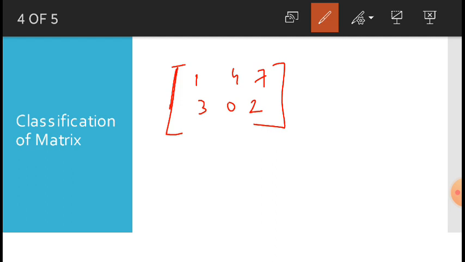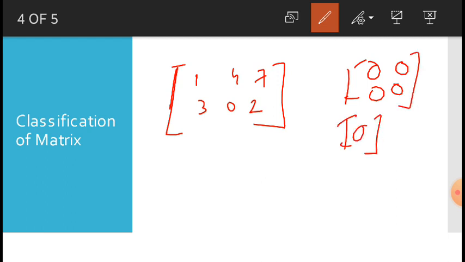Now zero or null matrix, that is where all the elements in the matrix are 0. Okay, like this way, 0 0 0 0, this is called a zero matrix or null matrix. There is only one 0 also here, this is also called a zero matrix or null matrix.